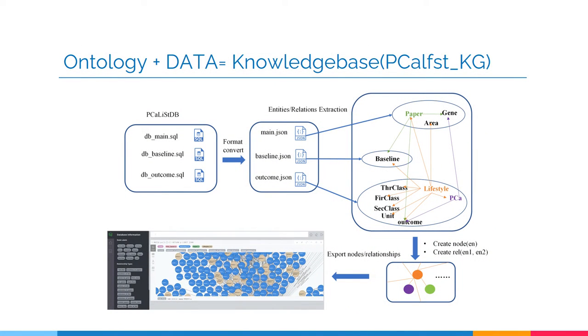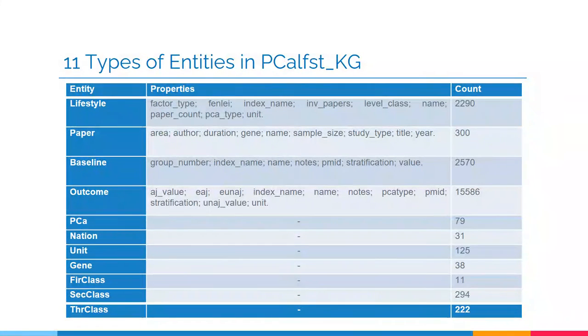This is the basic architecture of the system. From PCA-LISTDB, we take the different SQL files and then convert them to the JSON format so that our system can understand it. After that, we perform the entity and relationship extraction on the resultant JSON files. Here we identify nodes and create relationships. Later we feed these nodes and relationships to the Neo4j server.